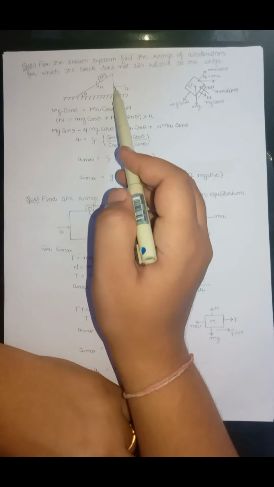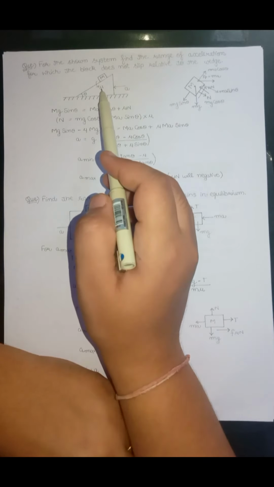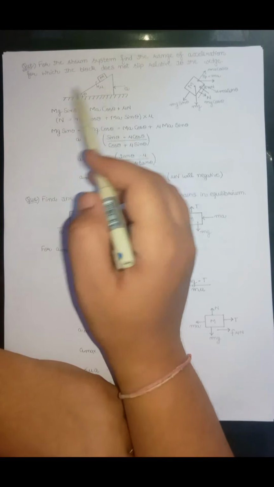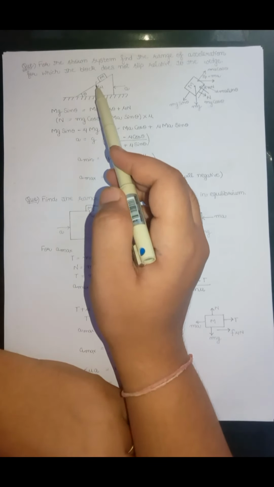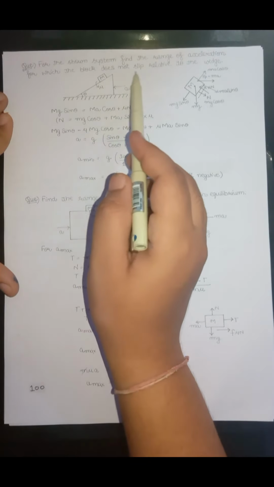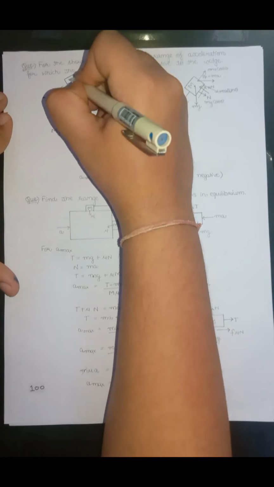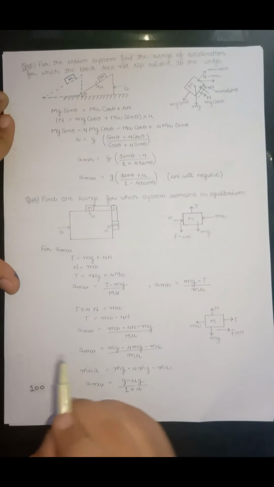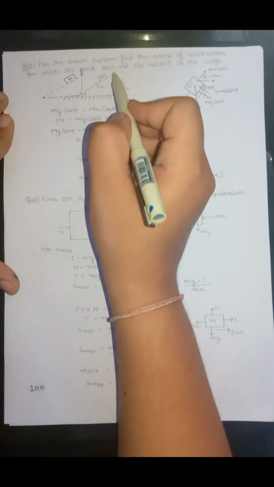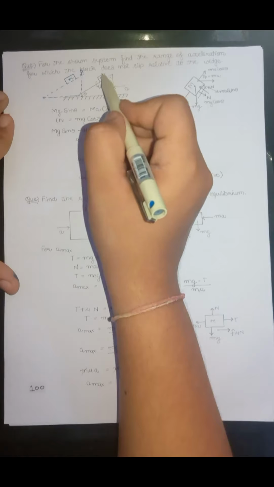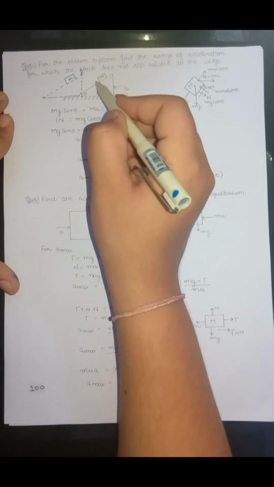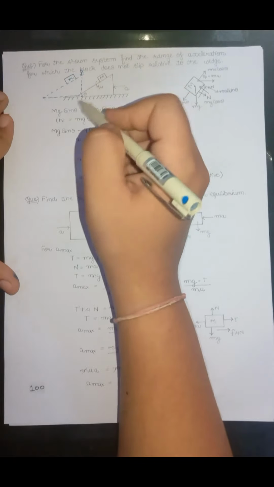Now this wedge is given some horizontal acceleration. So this wedge will start moving in this direction. But it is given that the block does not slip relative to the wedge. So even if the wedge is at this position after some time, the block should be at the same position only. So let us assume that one observer is sitting at the top of the wedge. With respect to this observer, this block should not slide. So it should not have any motion along the plane.